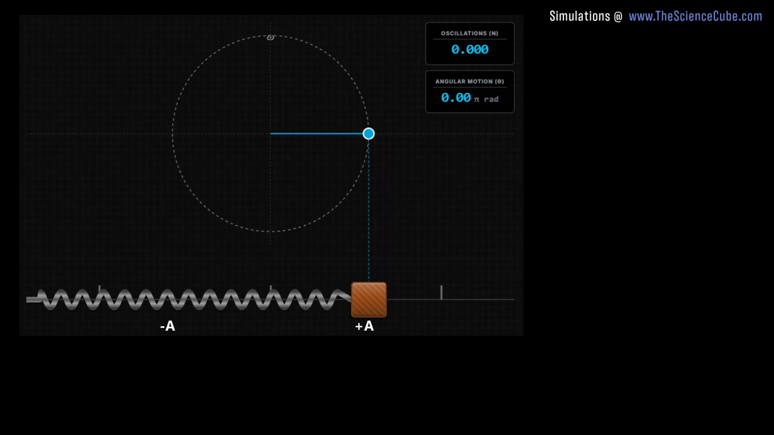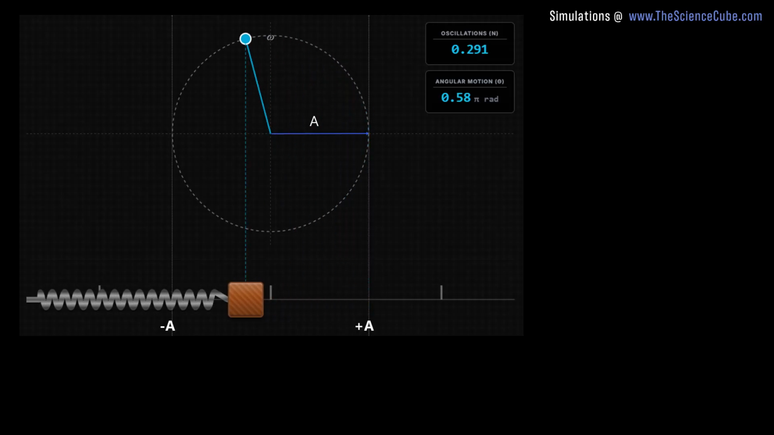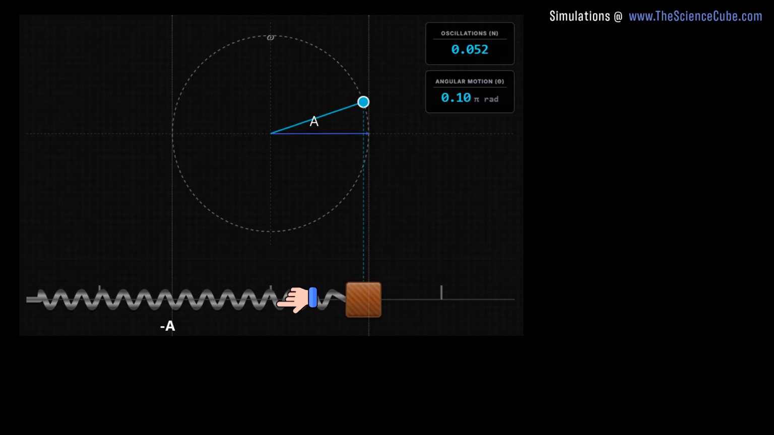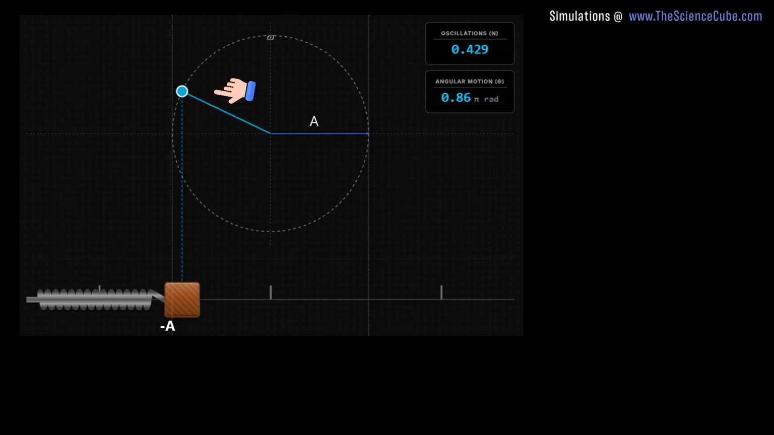So let's look at this setup. When the mass is at the extreme right position, that is plus A, we represent it by a dot on a circle, also at the extreme right. Now keep an eye on this dot. It's small but important. Then as the mass starts moving to the left, the dot starts moving around the circle. So now two things are happening simultaneously. The mass moves in a straight line. The dot moves uniformly around the circle.